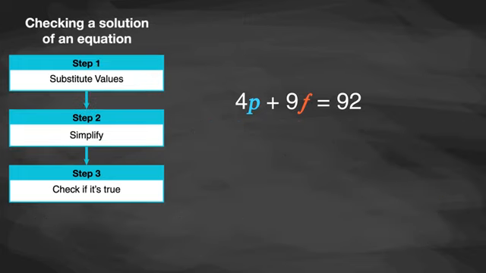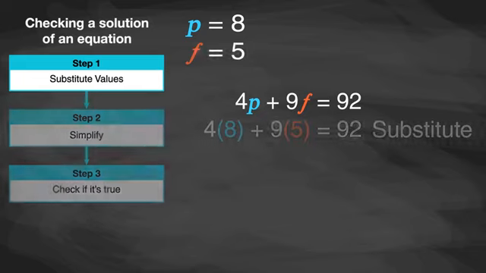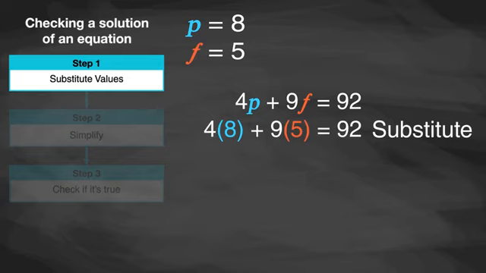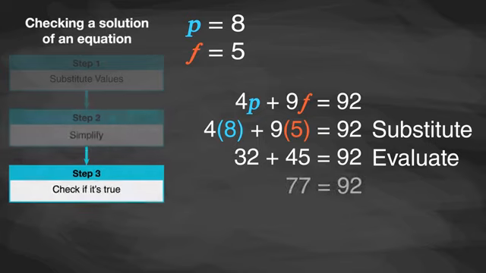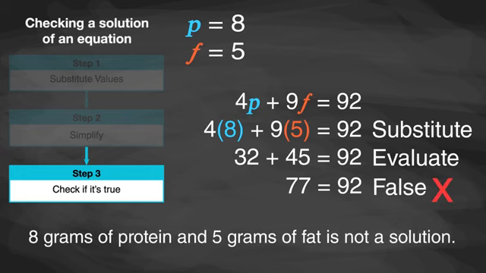Is 8 grams of protein and 5 grams of fat a solution? Substitute 8 for P and 5 for F into the equation. Evaluate. 4 times 8 is 32, and 9 times 5 is 45. 32 plus 45 is 77. But the final statement, 77 equals 92, is false. 8 grams of protein and 5 grams of fat is not a solution.